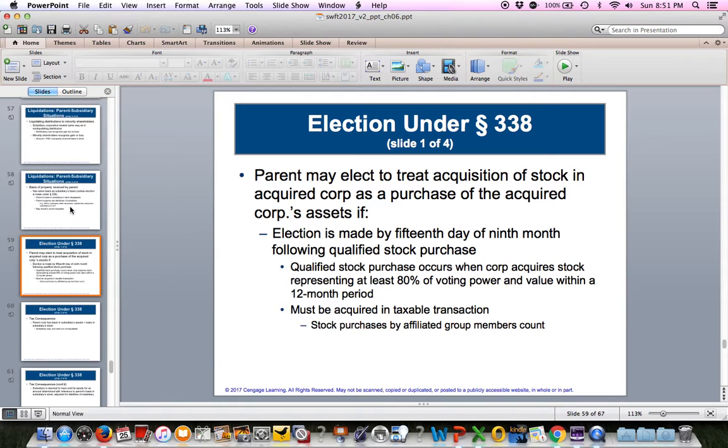Okay, Section 338 election. On page 24, the parent may elect to treat acquisition of stock in the acquired corp as a purchase of the acquired corp's assets if the election is made by the 15th day of the 9th month following the qualified stock purchase. A qualified stock purchase occurs when the corp acquires stock representing 80% of the voting power within a 12-month period. It must be acquired in a taxable transaction. Stock purchases by affiliated group members count.